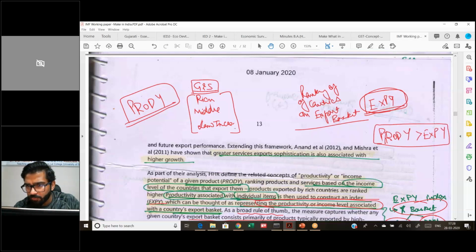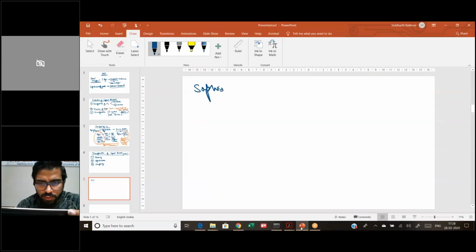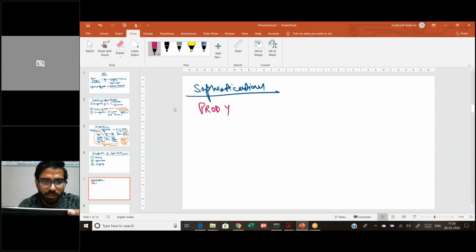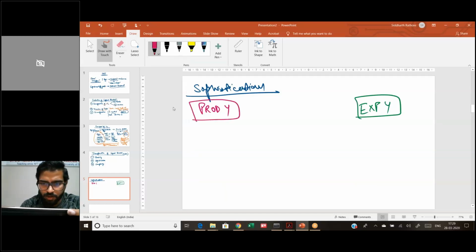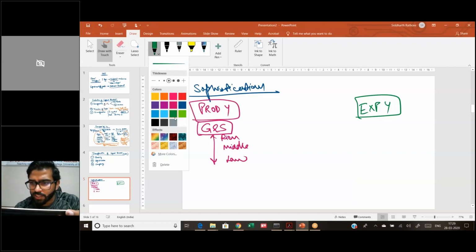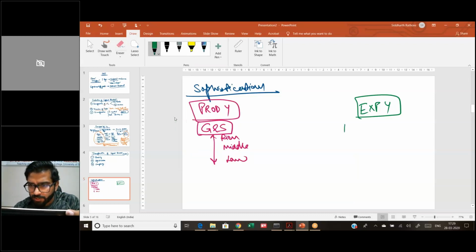Now I'm skipping the gun, and this is a concept that I will discuss later as well. But what essentially are we going to talk about? When we talk about sophistication, we have two indexes. The first is the productivity income index, and the second is the export income index. These are the two indexes that we are going to discuss. Now, this is basically a ranking of goods and services according to nations: rich, middle, and low income. Whereas this is actually the export basket of rich.